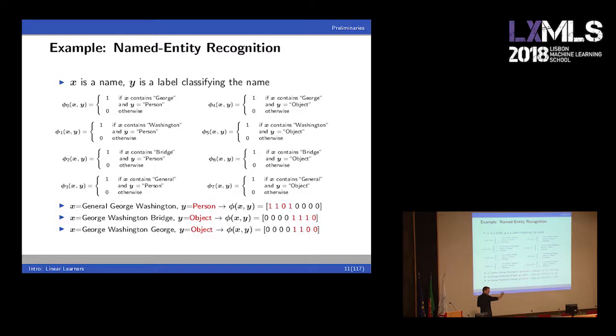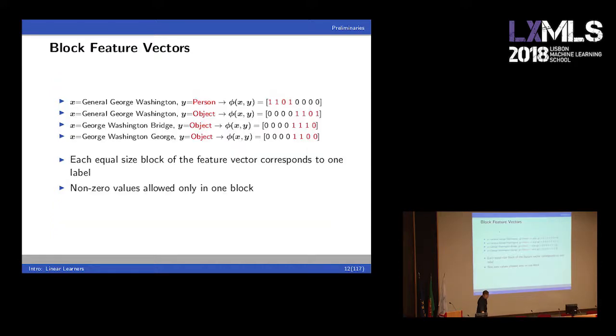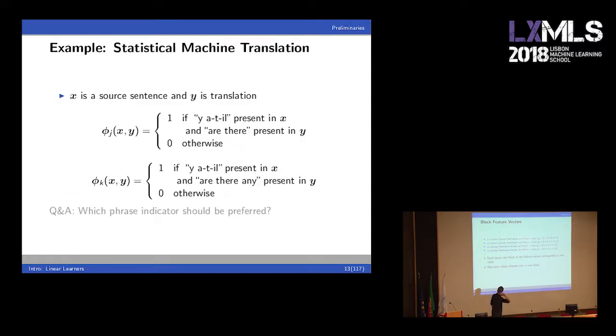And so you can basically do multi-class classification with a standard model that has a joint feature map. So we will always use joint feature maps, and joint feature maps are very useful and general and can be used for multi-class or binary classification as well. They are called block feature vectors. Equal size blocks of the feature vectors correspond to one label.